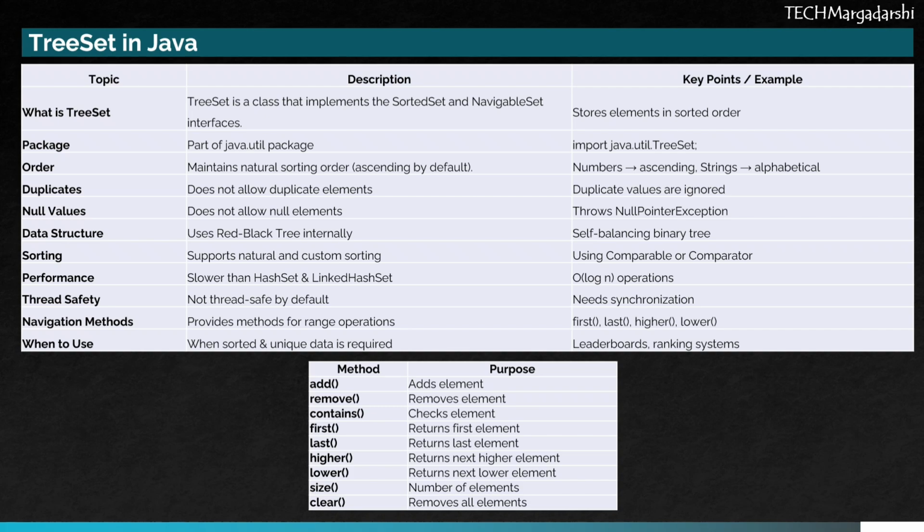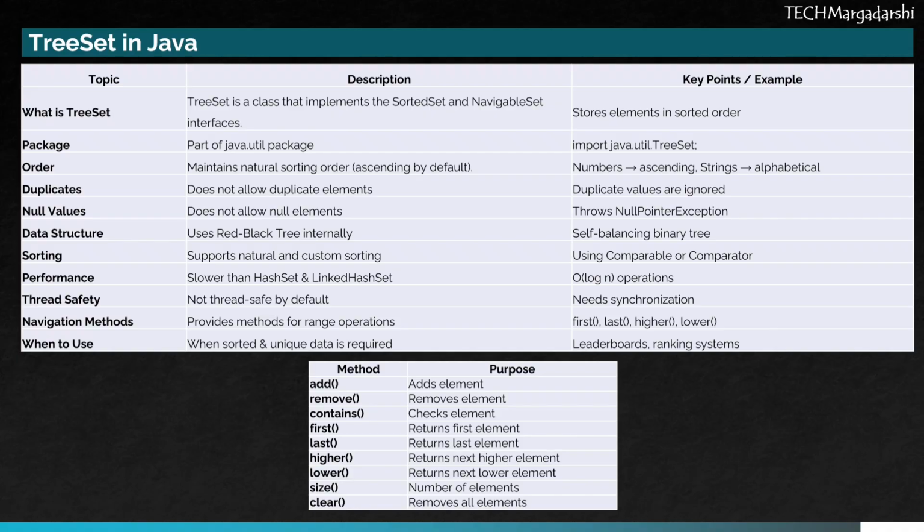TreeSet does not allow duplicate elements. If you try to add a duplicate value, it is simply ignored. Unlike HashSet and LinkedHashSet, TreeSet does not allow null values because it needs to compare elements for sorting, and adding null will result in a NullPointerException.